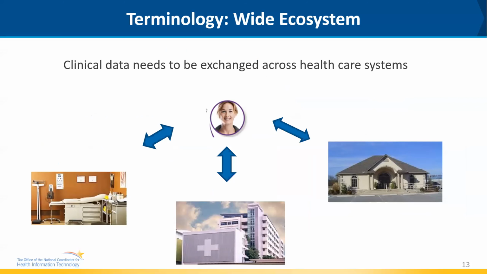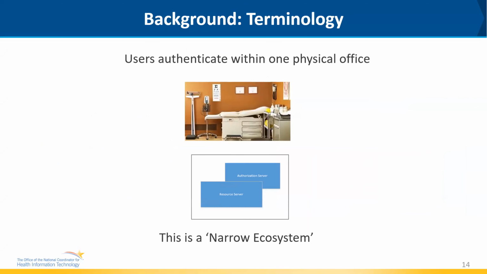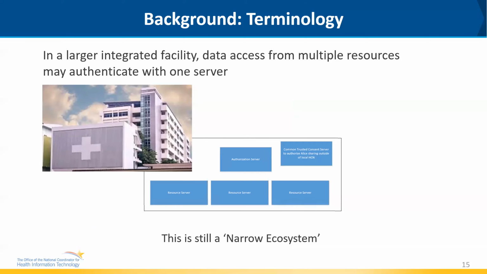I'd like to introduce the terminology of a wide ecosystem. Let's assume our patient Alice goes to a small physical doctor's office that may perhaps be, say, 1 to 5 physicians in that office. Probably all of the caregivers in that office can access Alice's health data, but this is what we call a narrow ecosystem.